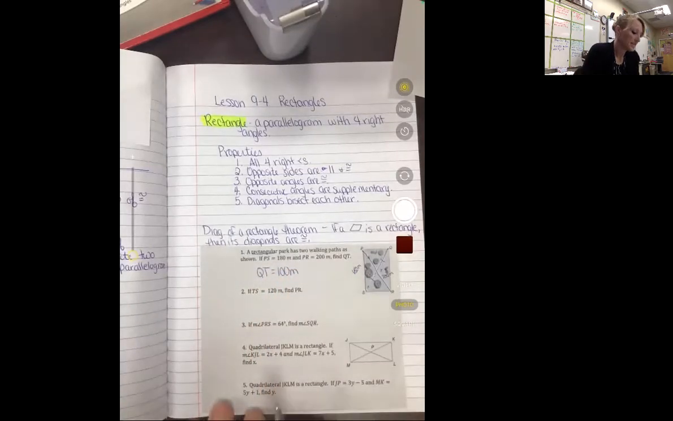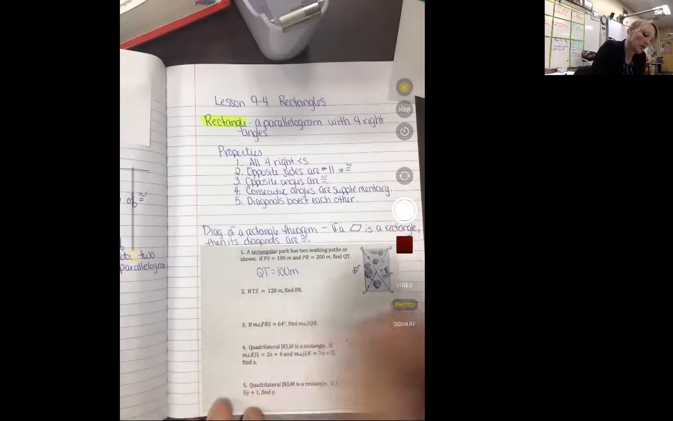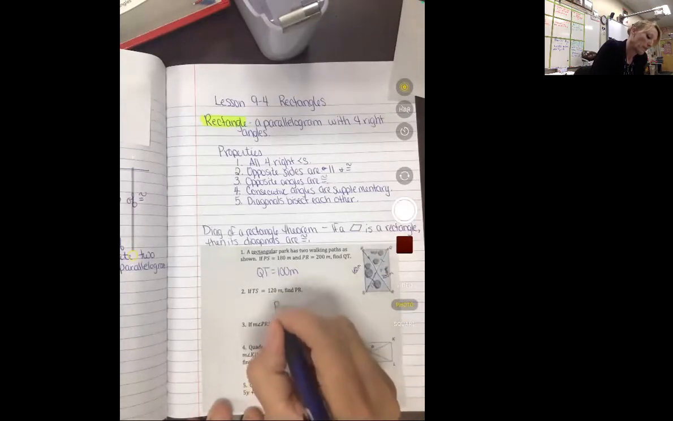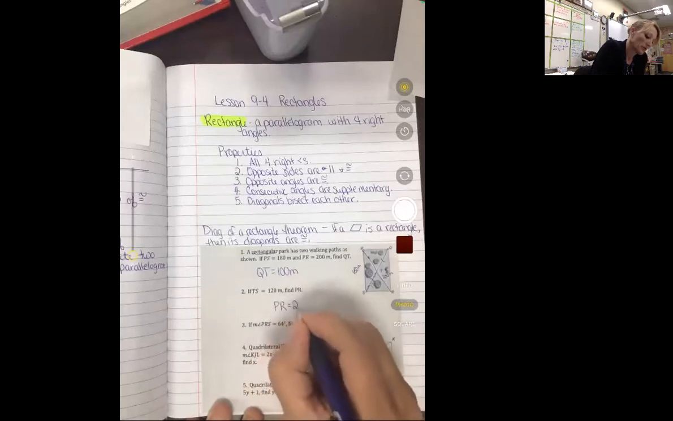And then it says if TS is 120, so TS, this one right here, is 120, find PR. So again, this is going to be half of QS. So if this is 120, then this whole thing is going to be 240. And in a rectangle, diagonals are congruent. So PR would also be 240 meters.